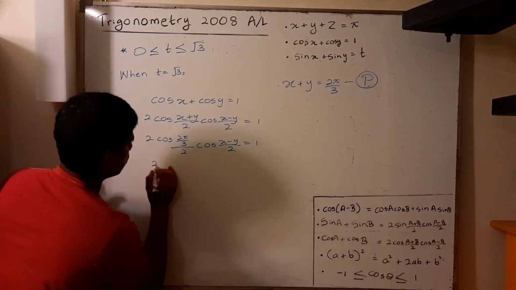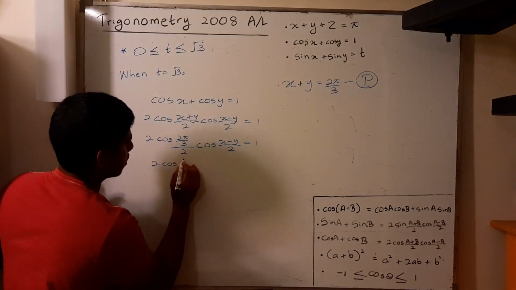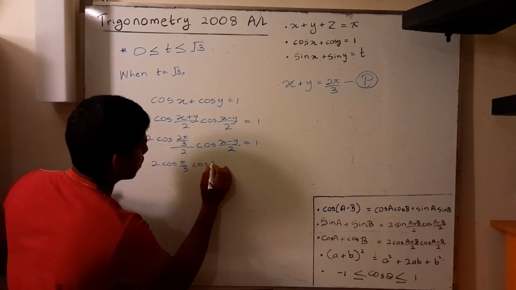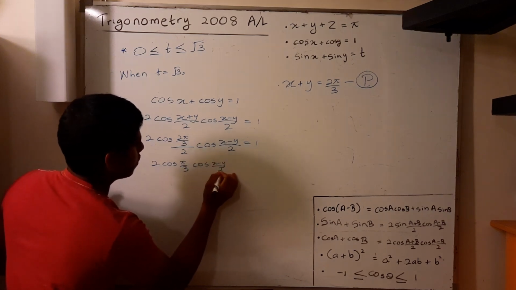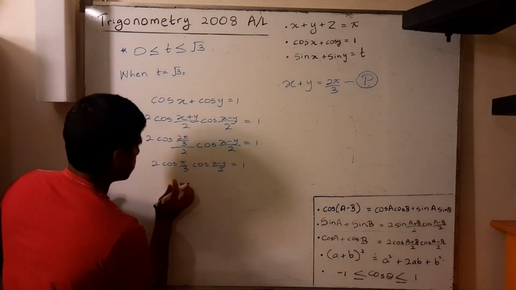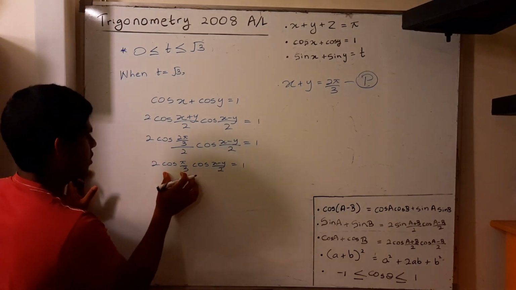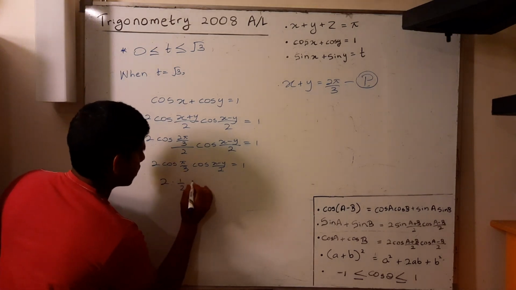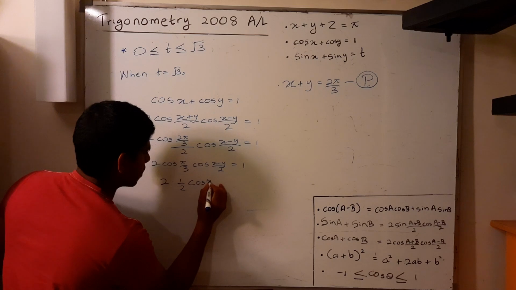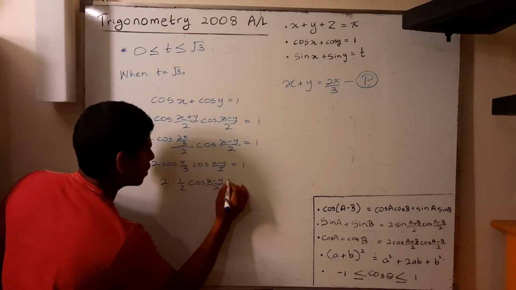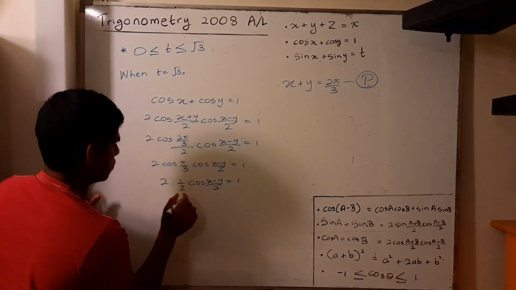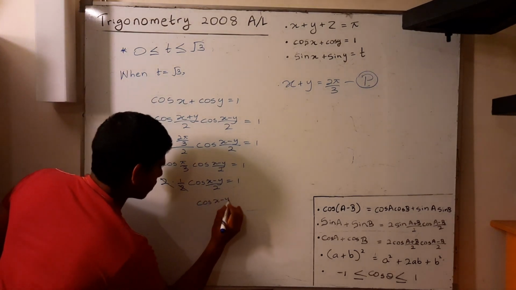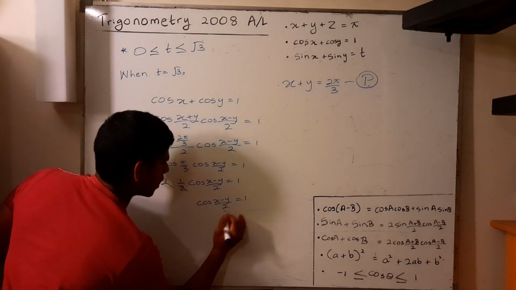So this becomes 2 cos pi over 3 cos x minus y over 2 equals 1. So as we all know, cos pi over 3 is cos 60, which is also equal to half. We can write 2 into half cos x minus y over 2 equals 1. So as you can see, these get cancelled with this. Then cos x minus y over 2 equals 1.